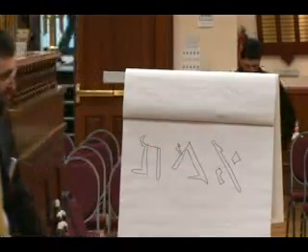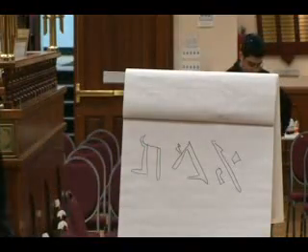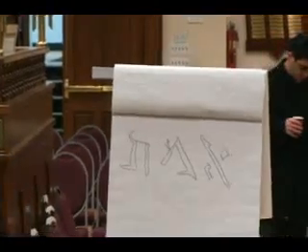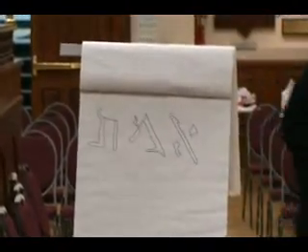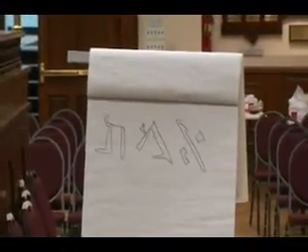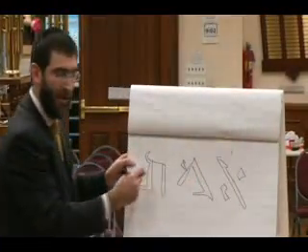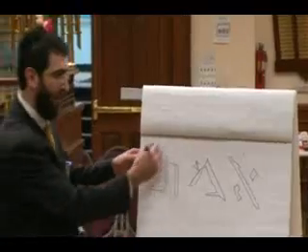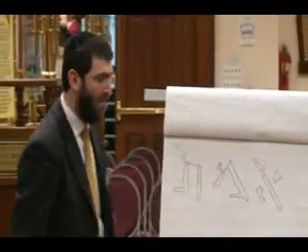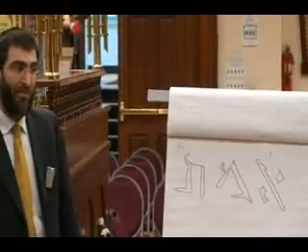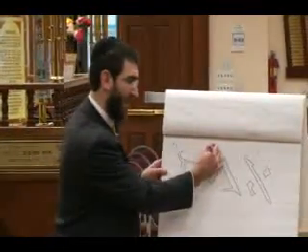Okay. Emet. Truth. Let's take a look at why these three letters are the perfect description of truth. First of all, Aleph is the first letter of the Hebrew alphabet. Taf is the last letter of the Hebrew alphabet, 22. Mem happens to be the exact middle of the Hebrew alphabet. That's interesting. The exact middle point.